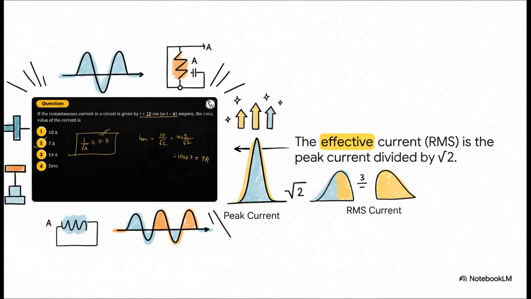Let's make this real with a quick example. So as you can see, if a circuit has a peak current of 10 amps, its effective, or RMS current, isn't 10. Nope. We divide it by the square root of 2, and that gives us an RMS value of about 7 amps. That is the number that tells you how much real work that current can actually do.